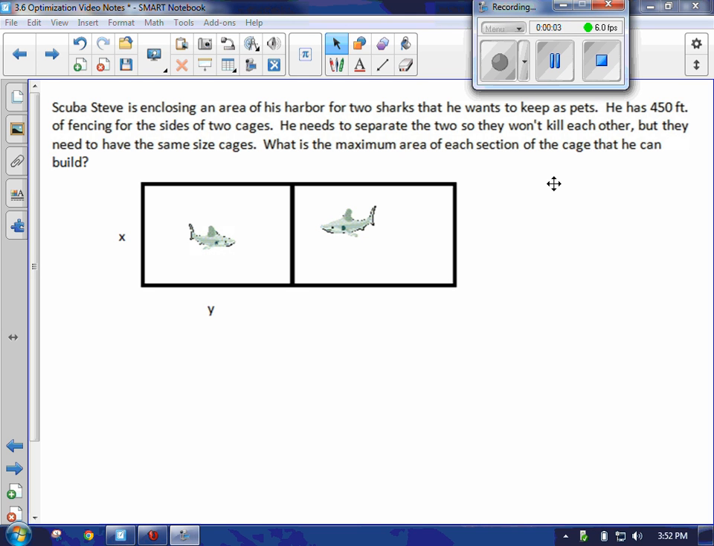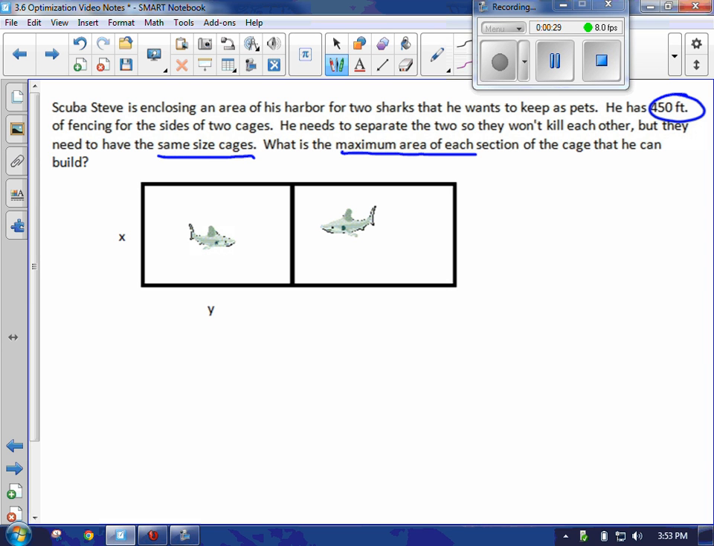Okay, this video is going to cover the last two optimization questions, questions 4 and 5. So we're back to Scuba Steve, and he is enclosing an area of his harbor for 2 sharks that he wants to keep as pets. He has 450 feet of fencing for the sides of the 2 cages. He needs to separate the 2 so they won't kill each other, but they need to have the same size cages. What is the maximum area of each section of the cage that he can build?